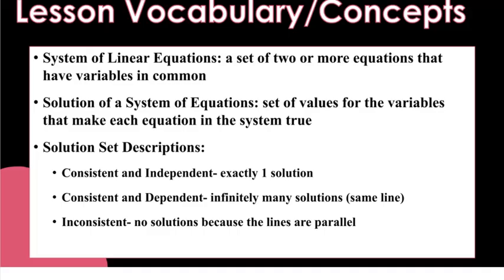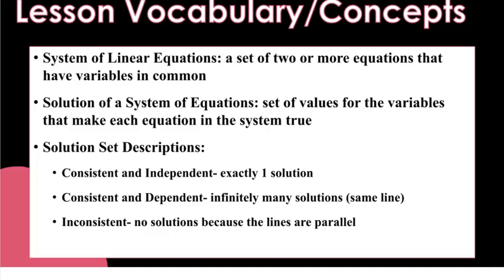Consistent and dependent means there are infinitely many solutions because they are exactly the same line. Now, they may not look like it when you first look at the equations, but when you simplify them and put them in slope-intercept form, you will see that they are the exact same line. And then inconsistent would mean the lines do not cross, and the reason why they do not cross is because they are parallel lines, and you know that parallel lines have the same slopes. Therefore, this would be no solution.